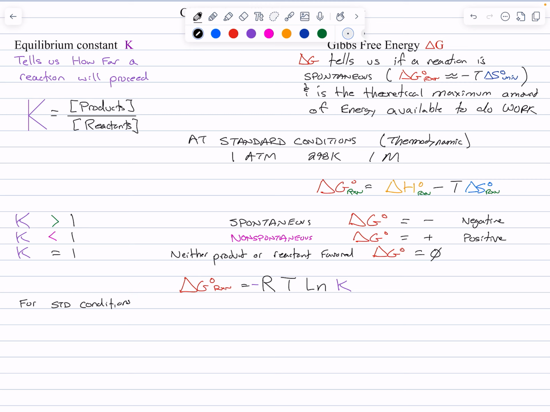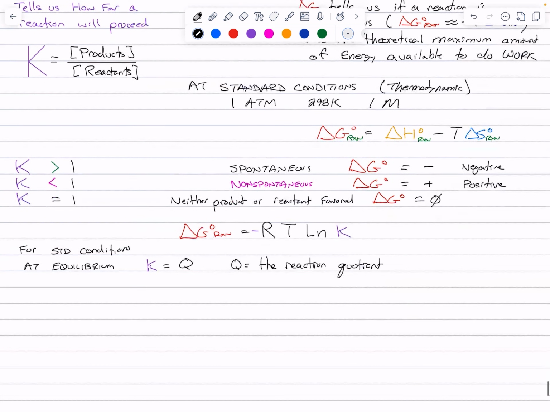And at equilibrium, K equals Q, and Q is the reaction quotient. So these are at standard conditions and when K is K. What about non-standard conditions? That's the next question. What happens at non-standard?